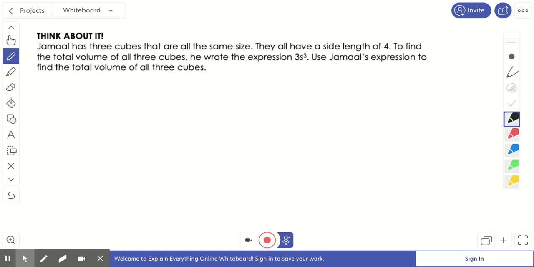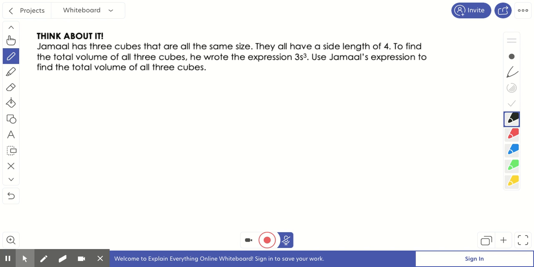All right, teammates, let's go over this problem together. Our problem today says Jamal has three cubes that are all the same size. They have a side length of 4. To find the total volume of all three cubes, he wrote the expression 3s cubed. Use Jamal's expression to find the total volume of all three cubes.